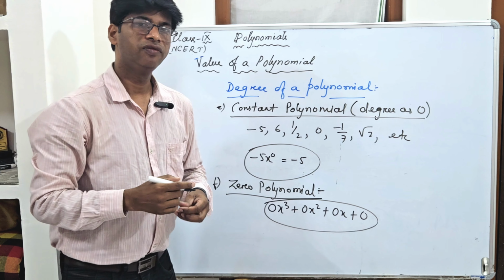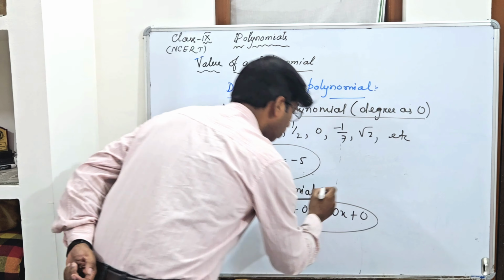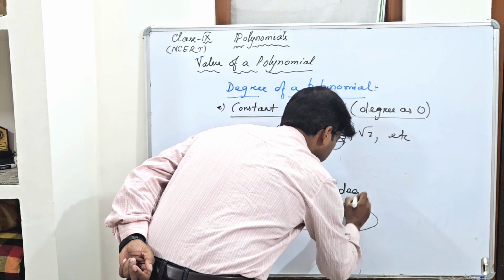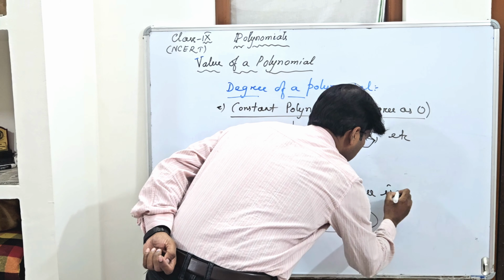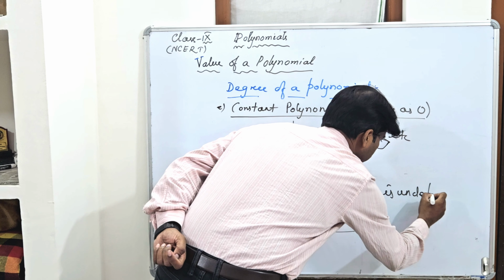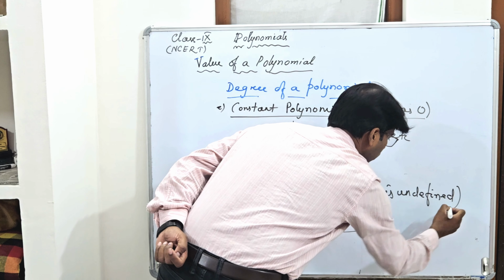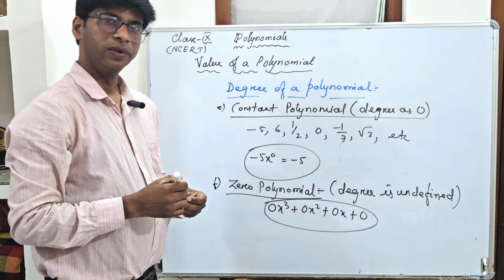So how can you identify the degree of the polynomial? Here the degree is what? Undefined. Degree is undefined. That means we cannot know the degree of this polynomial.